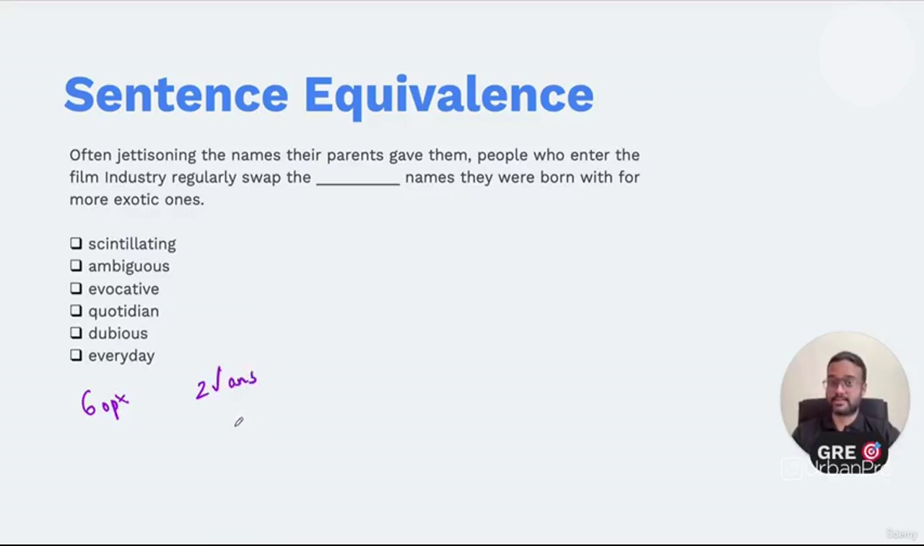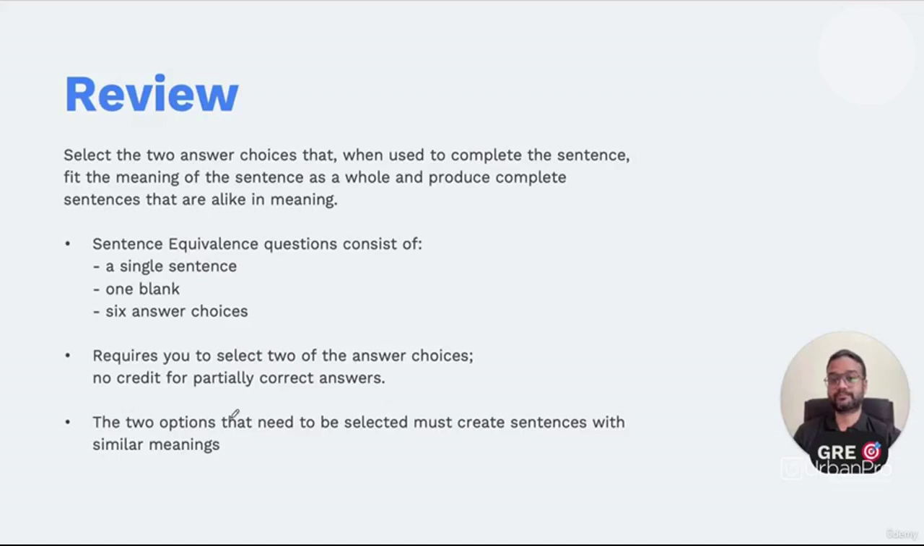Always 2 correct answers. What happens if you pick one of the answers right and one of the answers wrong? Well, you guessed it right, you get a 0. There are no partial points. And that again brings in the difficulty for this question type. To review, sentence equivalence questions consist of a single sentence, one blank, and 6 answer options. You must select 2 answer options. No more, no less. If you select one of the right answers and one of the wrong answers, you get 0 points. You must select both of the right answers, and none of the wrong answers.